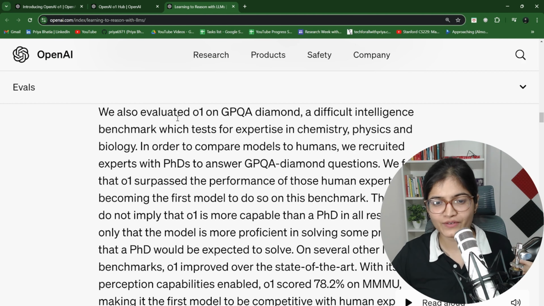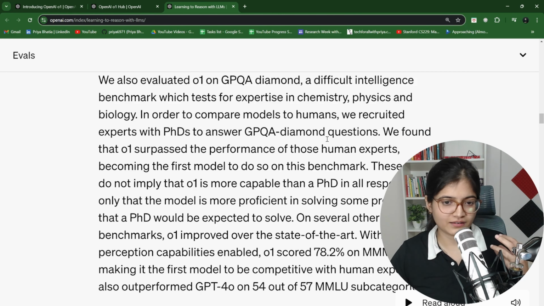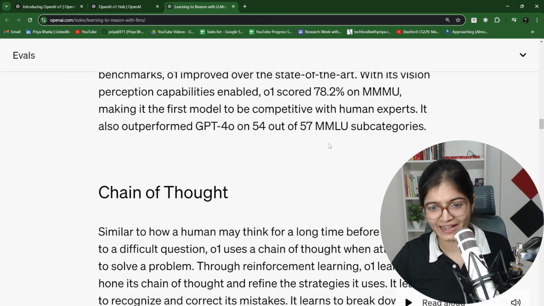So here you can see we have evaluated O1 on GPQA Diamond, a difficult intelligence benchmark, which tests for expertise in chemistry, physics, and bio. In order to compare models to humans, we recruited experts with PhDs to answer these questions. So definitely, there will be reinforcement learning, which plays a very important role in terms of training the model. And that's what I have read as well.